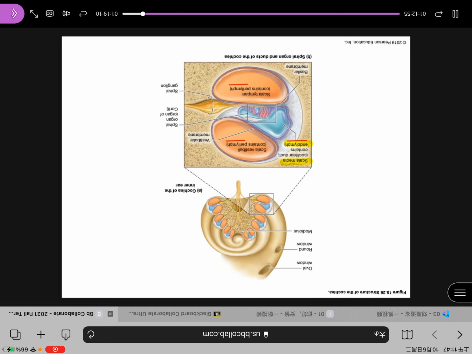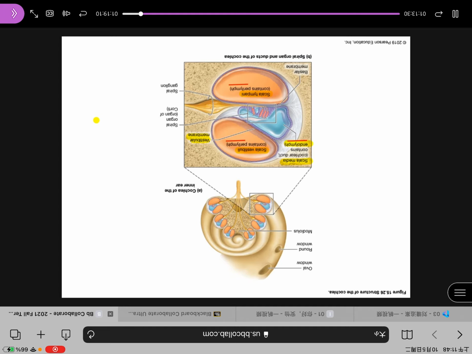The other two scalae: the one above a slanted line. The slanted line, by the way, is called the vestibular membrane. See the vestibular membrane? So the cavity above it is called scala vestibuli. The word scala means a cavity, so you can also call it the vestibular cavity, or scala vestibuli. The lower one, the one below it, is called scala tympani. I try to highlight it as best as possible.